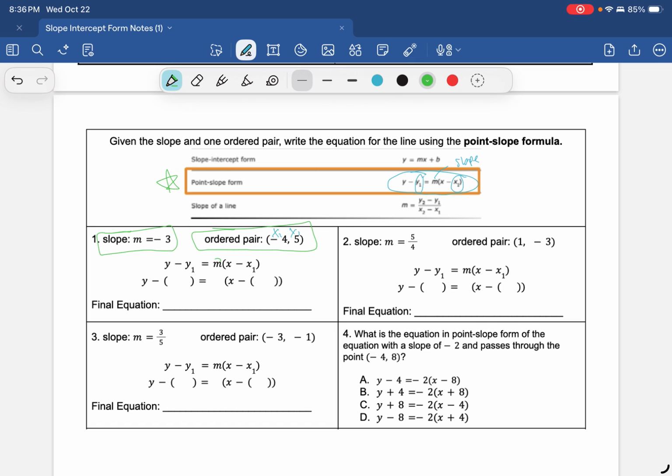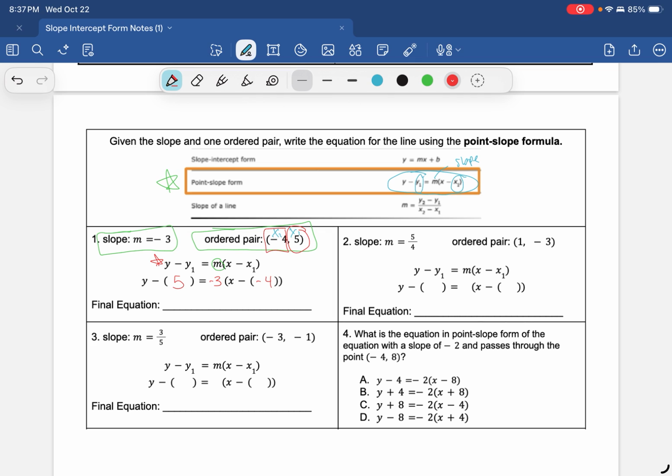I like to always fill in my slope first. So the slope they provided for us is -3. And this is the part you just need to make sure you are filling in correctly. Our y values come first, right? So we have y minus my y1 value, which is 5, and my x1, which is -4.